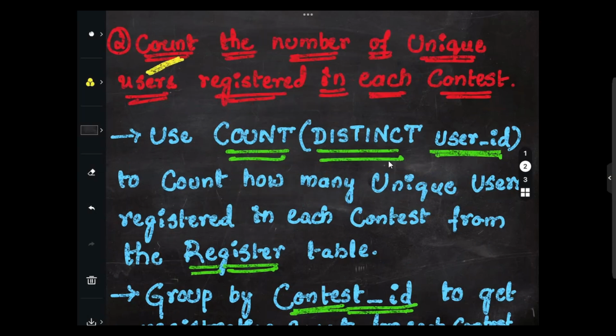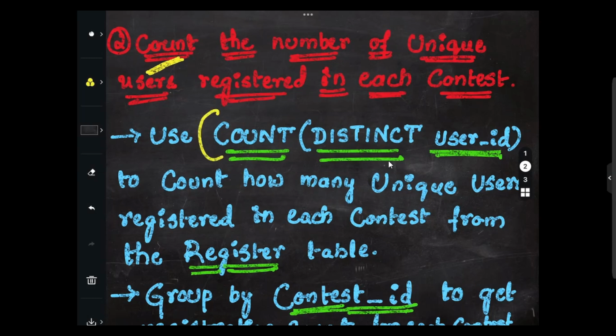So let's move on with the second step. We have to count the number of unique users registered in each contest. That's what we need to do, right? We have to compute the percentage later. For that, first we need to count the number of unique users registered in each contest, right?